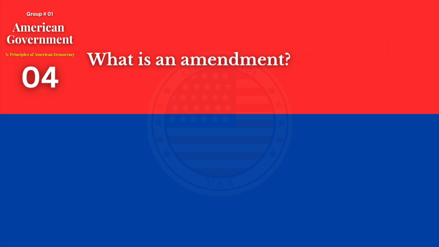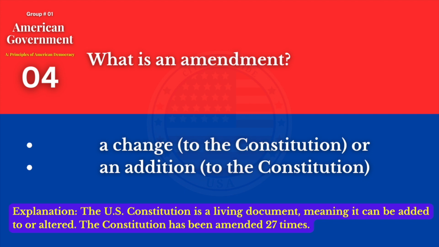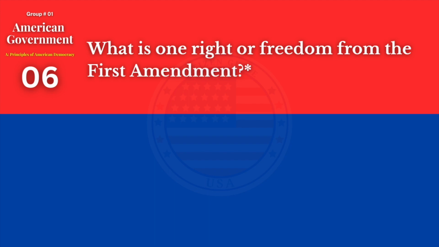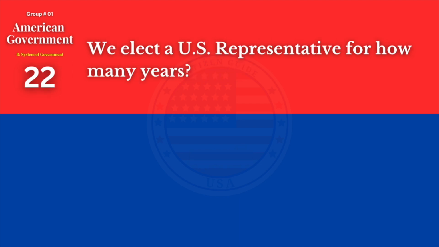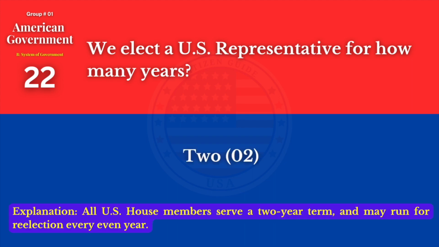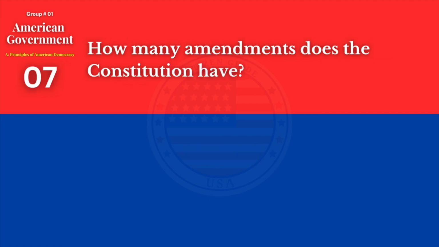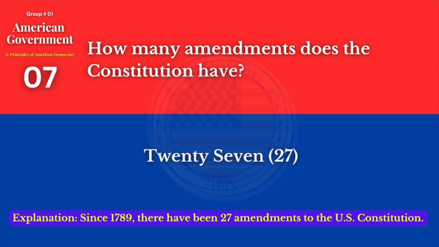What is an amendment? A change to the Constitution. What is one right or freedom from the First Amendment? Speech. We elect a U.S. representative for how many years? 2. How many amendments does the Constitution have? 27.